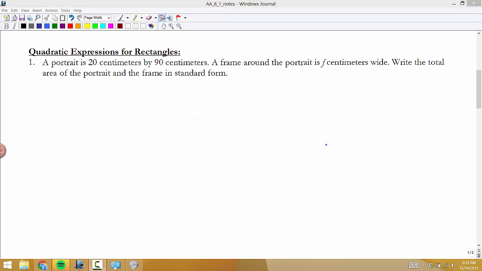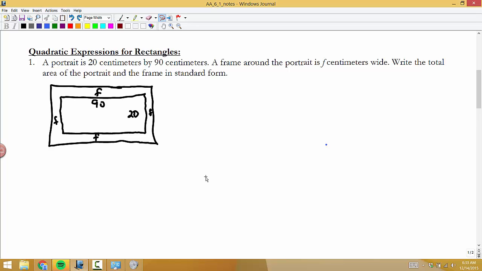So to begin with, what I'd like to do is take a look at using quadratics with rectangles. So we have this example. It says a portrait is 20 centimeters by 90 centimeters. A frame around the portrait is f centimeters wide. Write the total area of the portrait and the frame in standard form. So the first thing we'd want to do anytime we have something like that where a picture can be drawn, we want to do that. So you might want to pause the video and see if you can draw a picture. I'm going to do the same at this time.